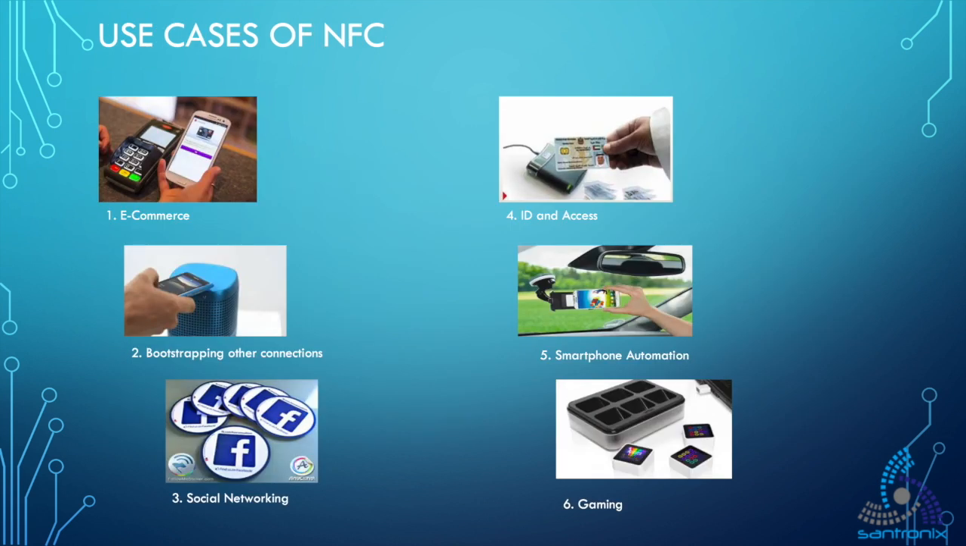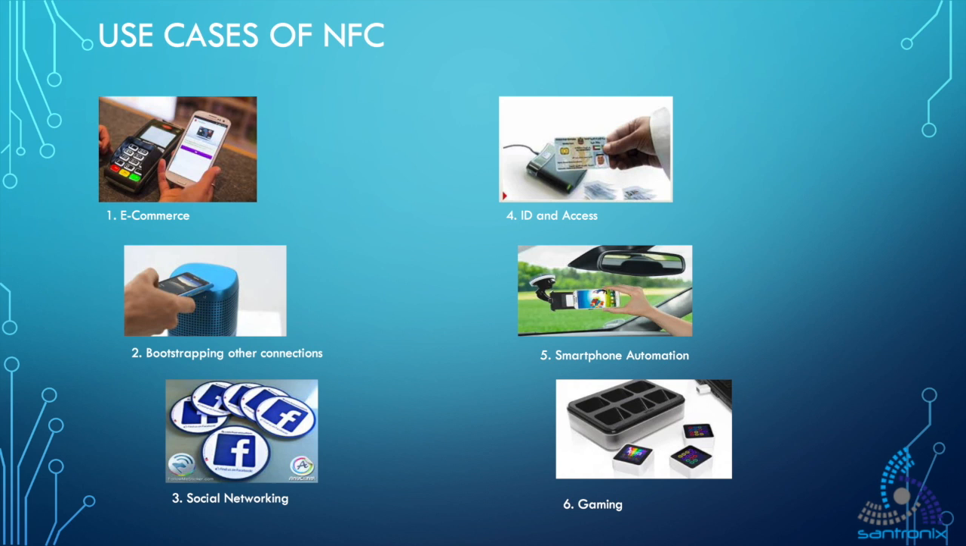Of course, we saw one example of e-commerce. A lot of NFC enabled phones, like Samsung or Apple, have NFC. So NFC can help to securely do the payment for your purchases at retailers or shops. Then bootstrapping other connections. For example, consider the Bluetooth speaker that I talked about. You just get your NFC enabled phone near the NFC enabled smart speaker and tap it, and then the Bluetooth communication happens automatically. So NFC bootstraps the Bluetooth communication.